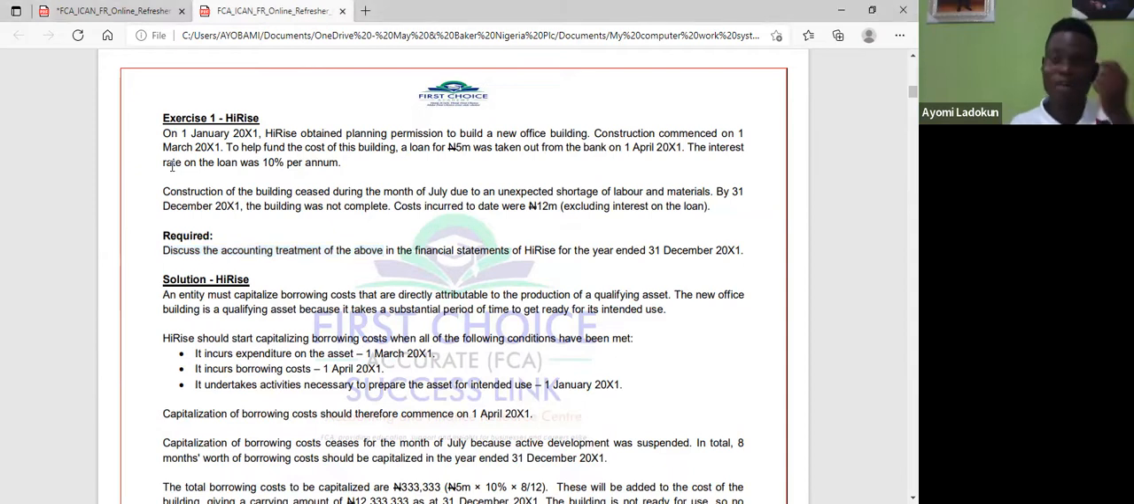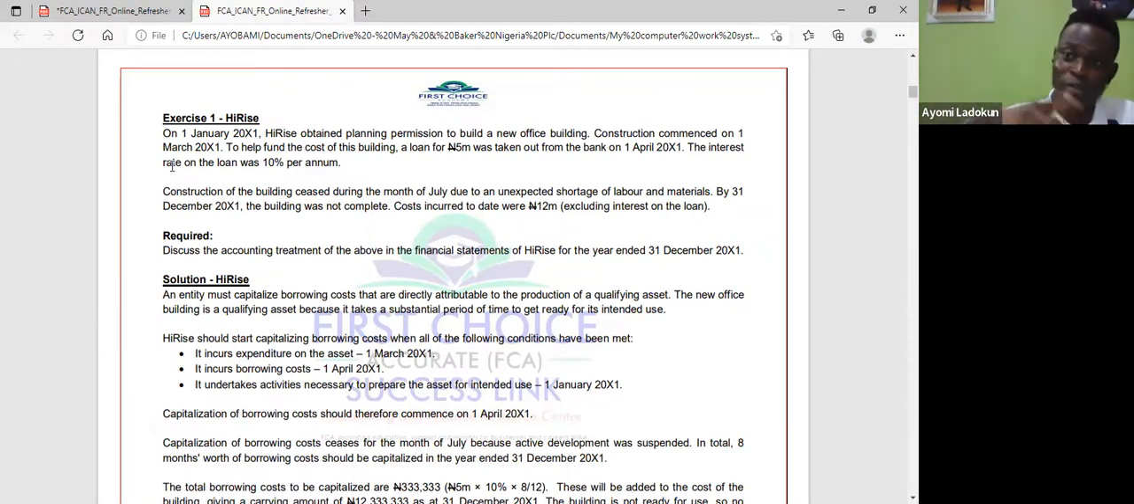So let's find out. From the requirement, I don't know the standard. So he said, on 1st January 2021, IRIS obtained planning permission to build a new office building. That statement is not telling me this is IAS 23. It could be, because the office building could be IAS 16, it could be IAS 40, but it cannot be IAS 40. Do you know why? It said new office building. It can be IAS 40 if they decide to rent it out and earn rental income. I'm going to explain all of that to you when we get there.